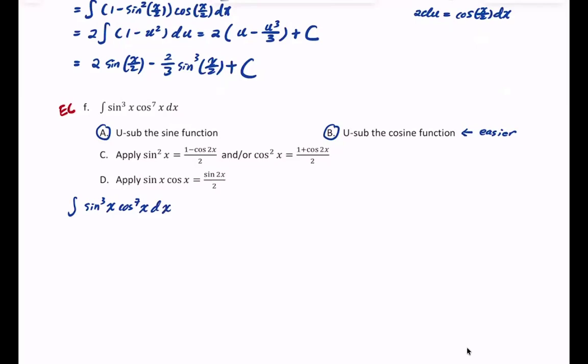Okay, so we're going to use cosine. So we can reserve all the cosine, but we need one sine to go with the dx. Try to get ready with the du part. That's why when you think of your u, you have to think of your du right away, it's always a pair. And then we have sine squared left, and we have to convert it to cosine.